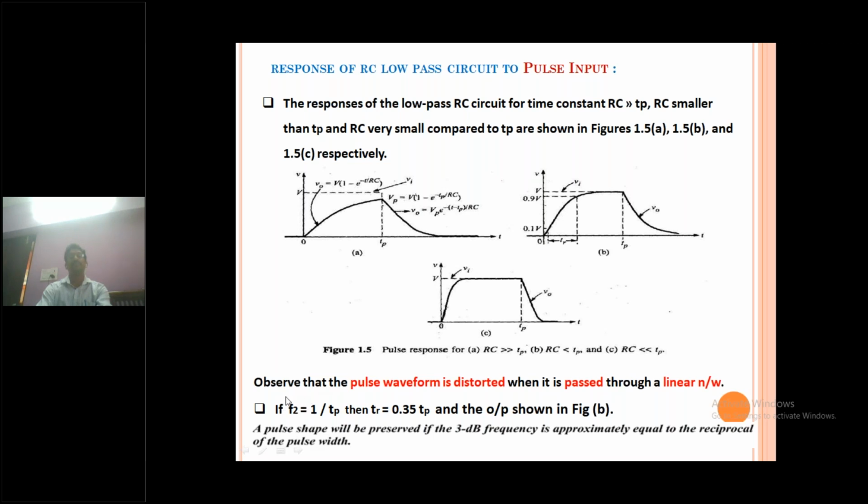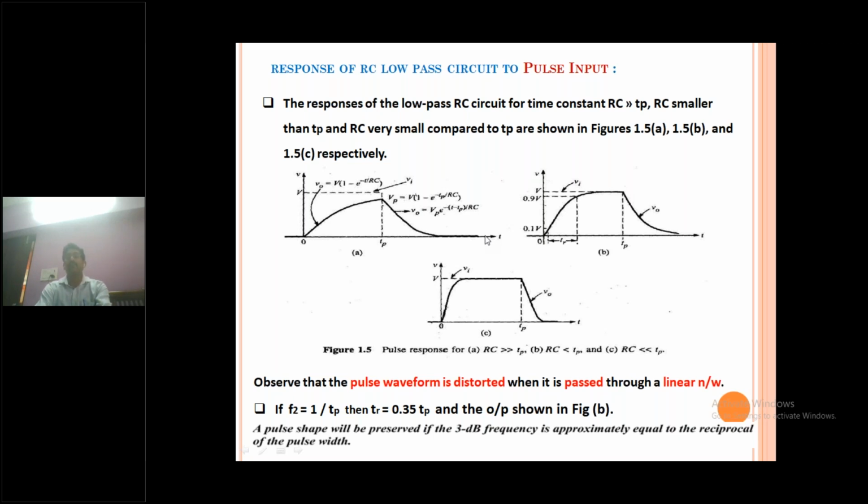So that means the upper cutoff frequency of the low pass filter equal to 1 by TP will be done. Then there is reasonable reproduction of the pulse width. That is the second diagram. This is the pulse input applying to the low pass circuit. What are the responses for different time constants compared to pulse width?